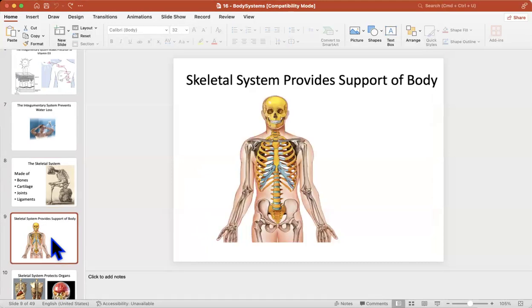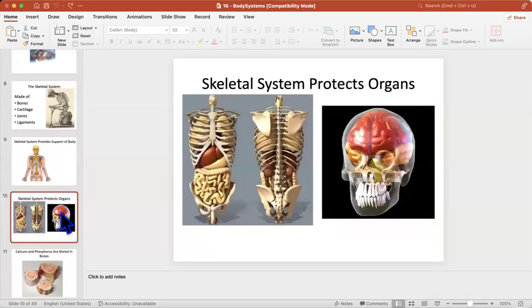The skeletal system's first function is to support your body. If you don't have bones, you will look like a meatball. Also, they protect important organs, like your thoracic cage and your cranial cavity. They protect your brain. They are made of bones. And the thoracic cage is made of ribs and sternum, and they protect your important organs in your chest.